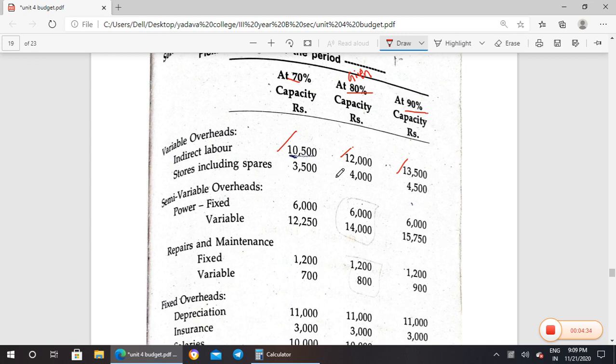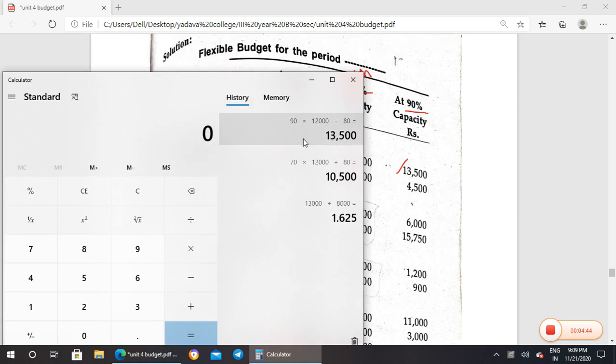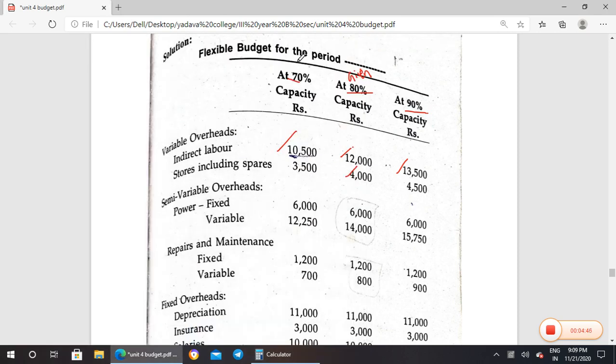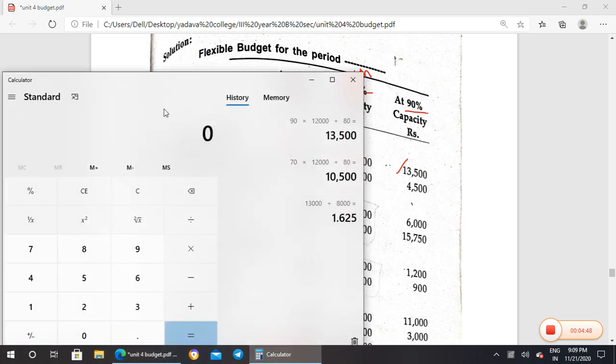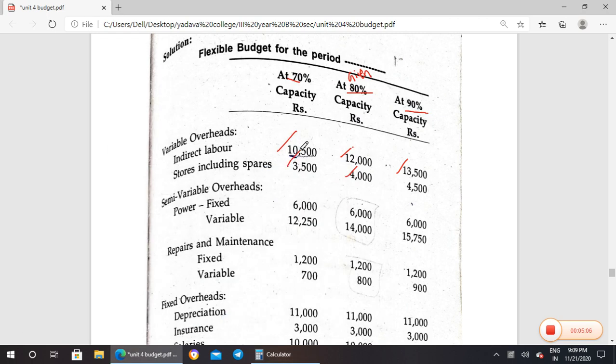Stores including spares is 4,000, given. Again we have to calculate for 70%, with the same procedure. I'll show you. 4,000, I'll do it for 70%. 70 into 4,000, which is given at 80%, divided by 80. We'll get 3,500. You can see 3,500.